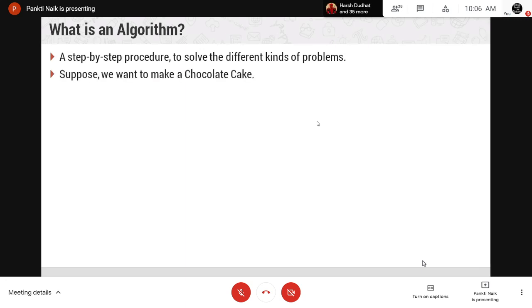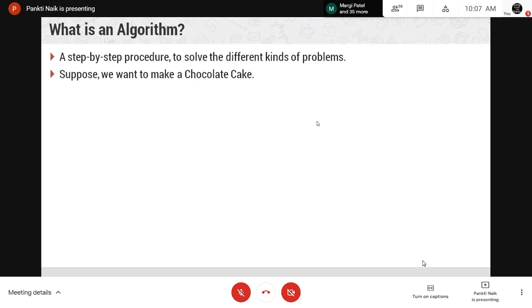Another definition of algorithm: an algorithm is defined as a collection of unambiguous instructions occurring in some specific sequence, and such an algorithm should produce output for a given set of input in a finite amount of time. Now let us understand the algorithm with a simple day-to-day example.